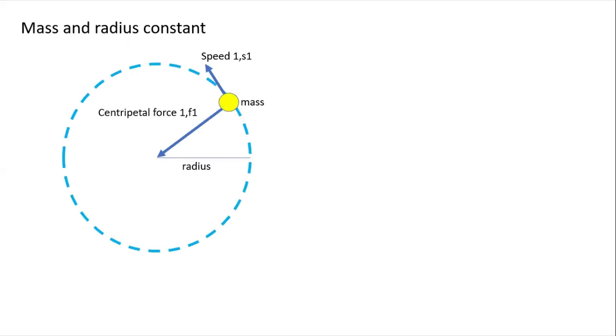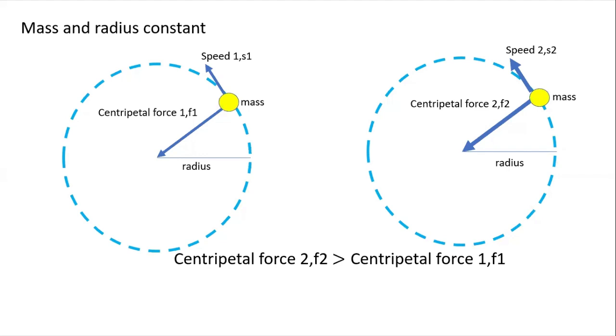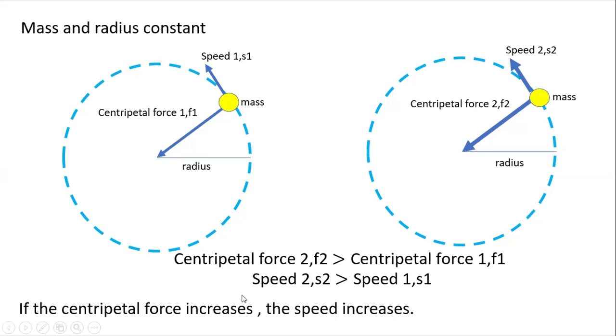Mass and radius constant. At that time, we can see centripetal force 1, F1, and speed 1, S1. And here centripetal force 2, F2, and speed 2, S2. When F2 is greater than centripetal force 1, F1, at the same time speed 2, S2, is greater than speed 1, S1. That means if the centripetal force increases, the speed increases.